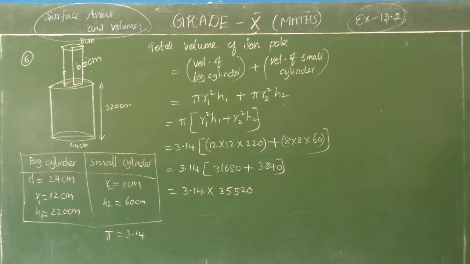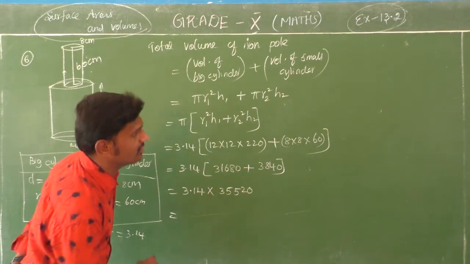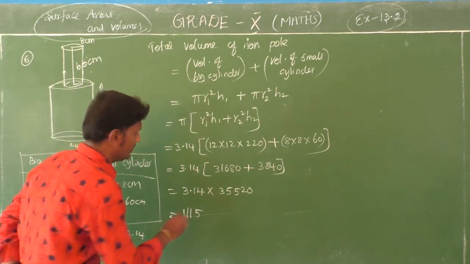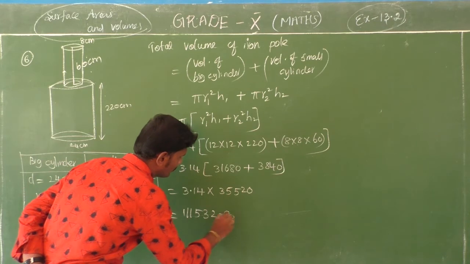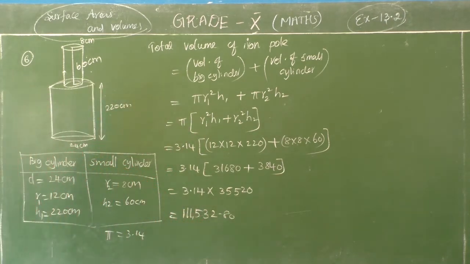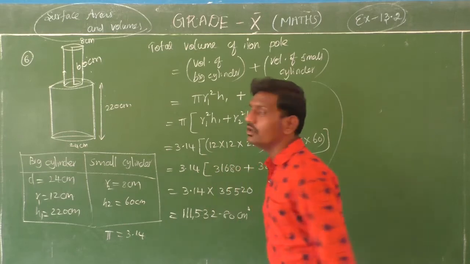Okay. So 2 decimals I am going to move to get double 1532.8. What is your multiplication? 111532.80, which is, what are they? 1,11,532.80 centimeter cube.